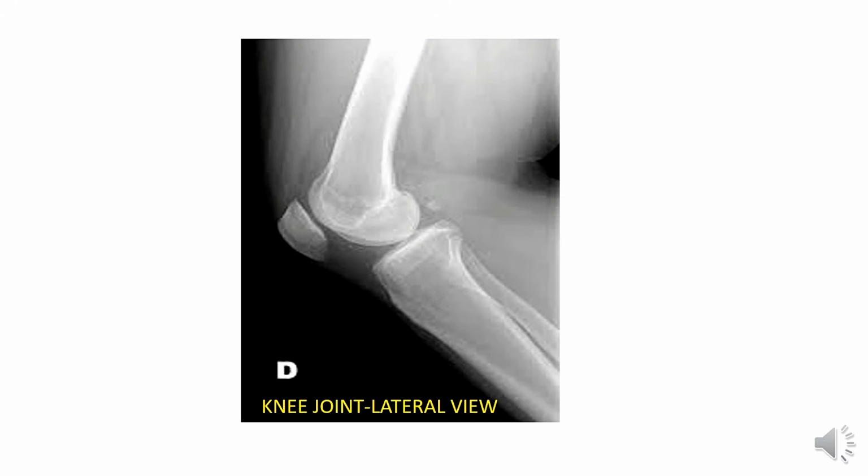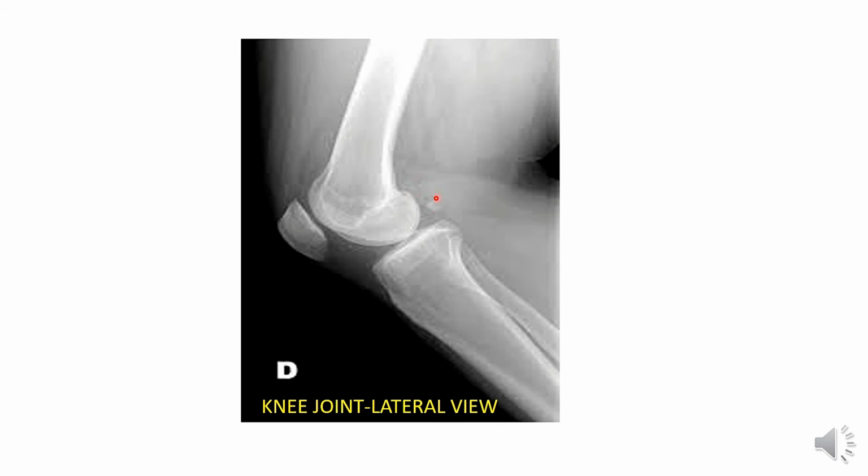Now another X-ray of a knee joint lateral view, in which you can see behind the condyle of the femur a small bony nodule. This is the fabella bone. The fabella is a sesamoid bone which is developed in the lateral head of the gastrocnemius. So it lies in relation to the lateral condyle of the femur. It is 1 to 1.5 centimeter in diameter in the form of a bony nodule.